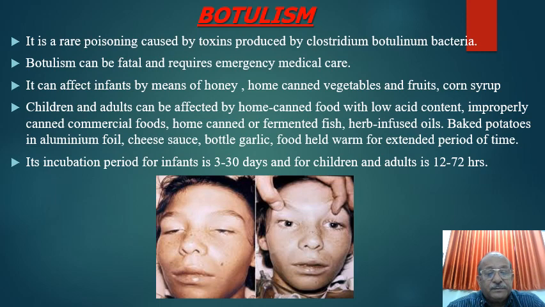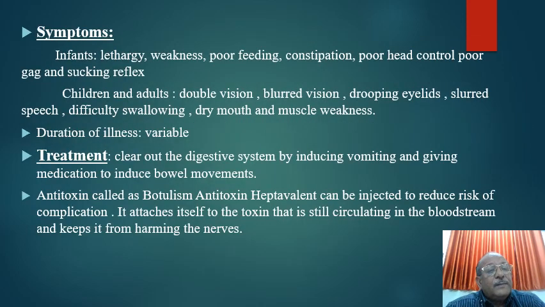Symptoms. As far as infants are concerned: lethargy, weakness, poor feeding, constipation, poor head control, poor gag and sucking reflex. In children and adults, it is something different: double vision, blurred vision, drooping eyelids, slurred speech, difficulty swallowing, dry mouth and muscle weakness. Duration of illness is variable in both the groups.